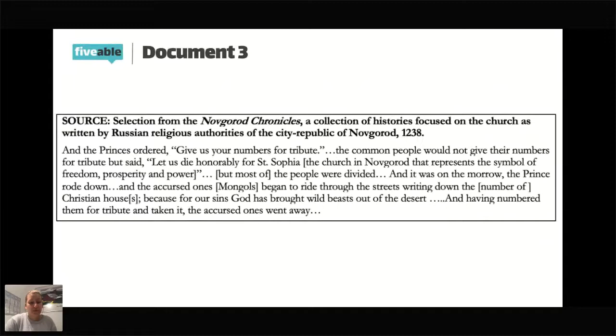Source selection from the Novgorod Chronicles, a collection of histories focused on the church as written by Russian religious authorities of the City Republic of Novgorod, 1238. And the princess ordered, give us your numbers for tribute. The common people would not give their numbers for tribute, but said, let us die honorably for Saint Sophia, the church in Novgorod that represents the symbol of freedom, prosperity.